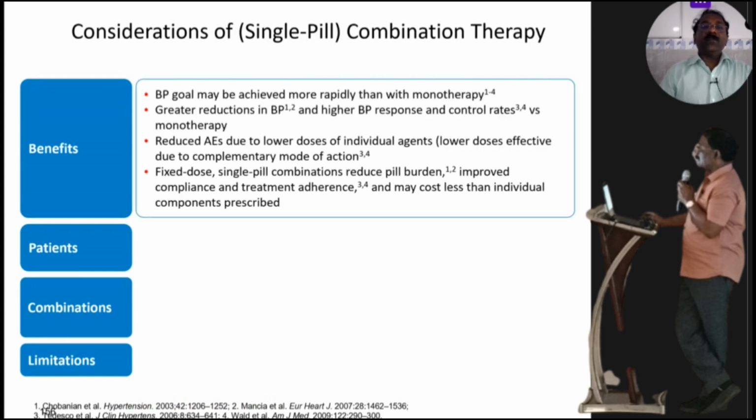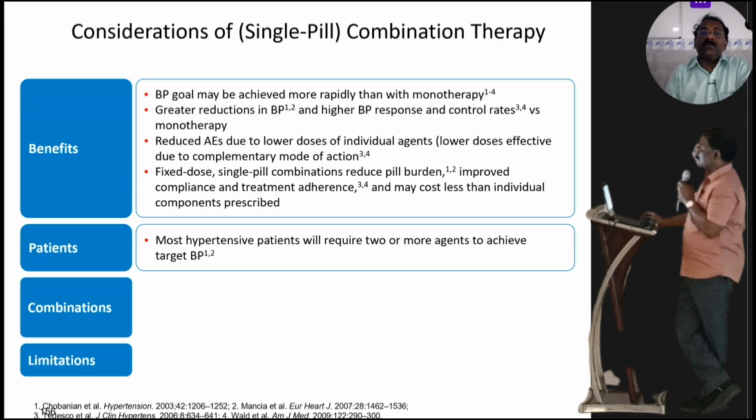So the benefits: the BP goal may be achieved more rapidly than with monotherapy. Greater reductions in BP and higher BP response and control rates versus monotherapy. Reduces the adverse effects due to the lower doses of the individual agents. Lower doses are effective due to the complementary mode of action. Fixed dose, single pill combinations reduce the pill burden, improve compliance and treatment adherence, and may cost less than the individual components prescribed.